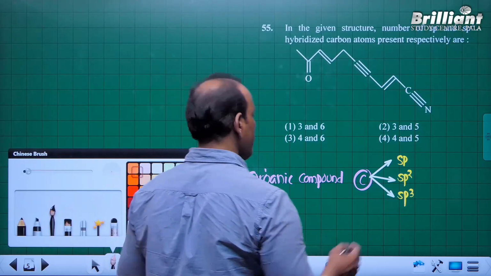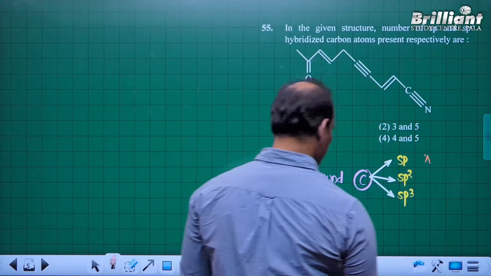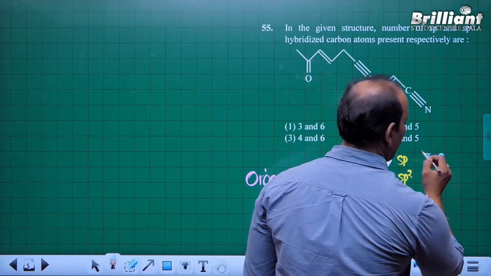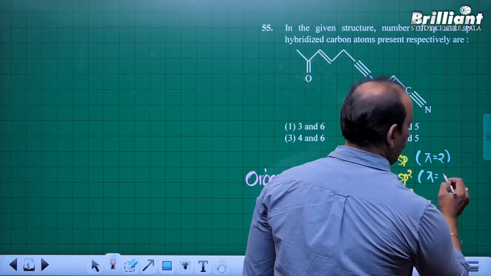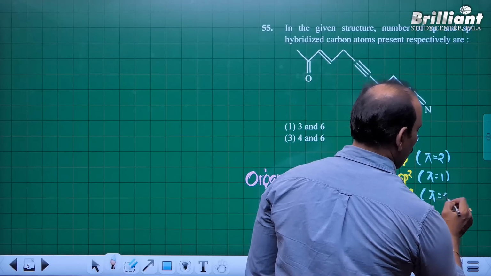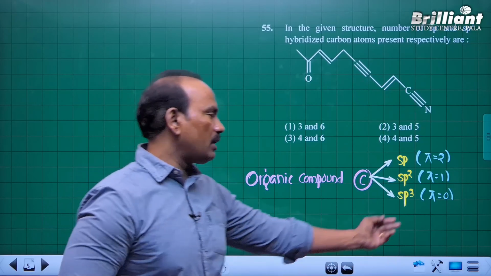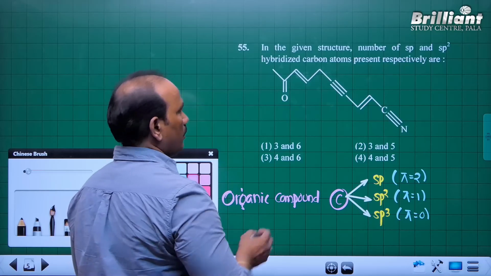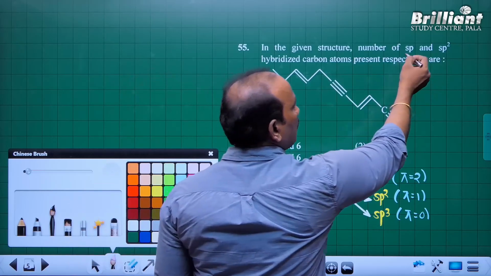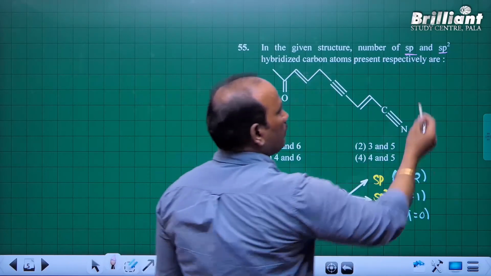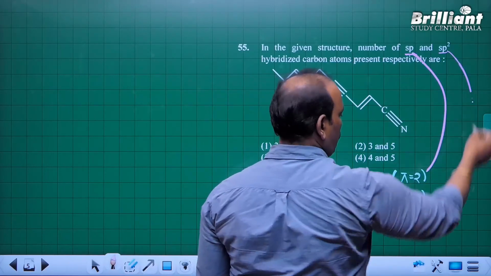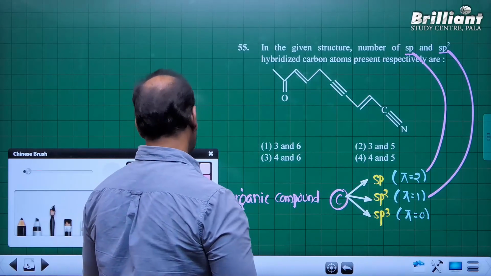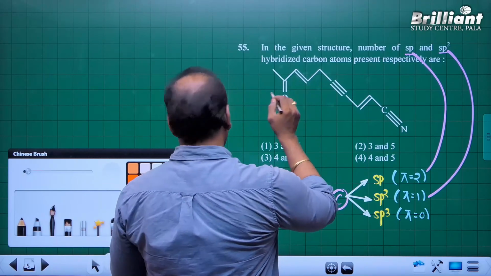Here, pi bonds 2, this is pi bonds 1, pi bonds 0 for a particular carbon, then that is sp3. So here we need sp and sp2. Sp means this one, sp2 means this one. Clear? Therefore we are selecting. Okay. Then we go to this one.